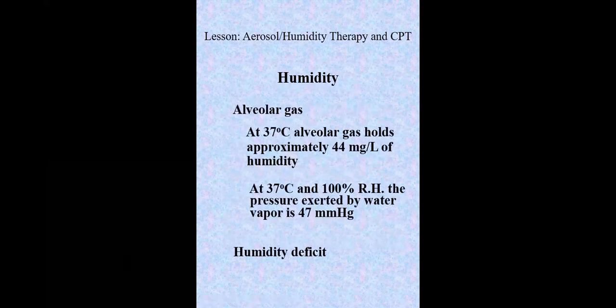All right, the humidity of alveolar gas. Alveolar gas at 37 degrees Celsius, which is body temperature, holds 44 milligrams of water. At 37 degrees Celsius and 100% relative humidity, the pressure exerted by that water vapor is 47 millimeters of mercury. That is the water pressure you have indicated in the alveolar air equation. You have to take the barometric pressure and take away the water pressure because we're talking about pressures. If we want to know what the pressure of oxygen is in the alveoli, it's going to have a lot of different pressures in there. I just want to know oxygen.